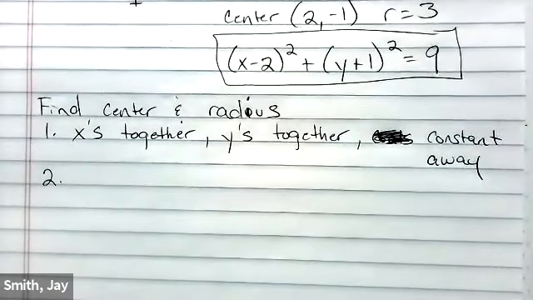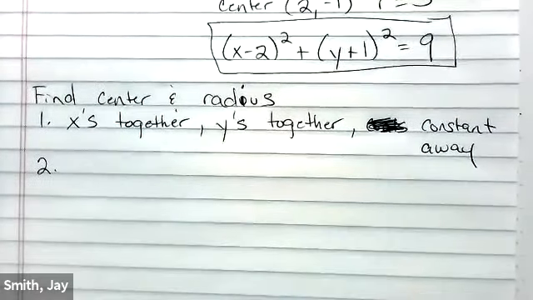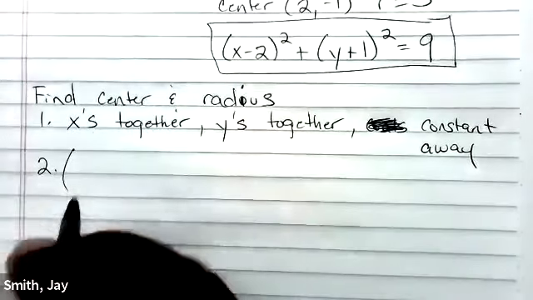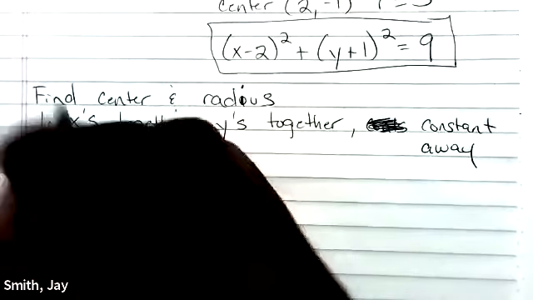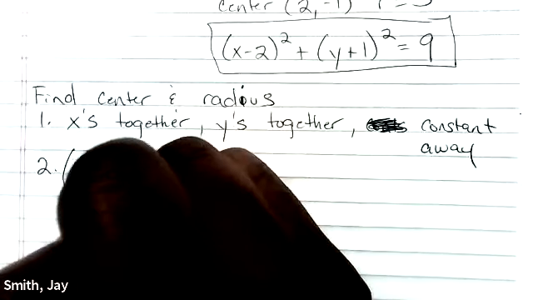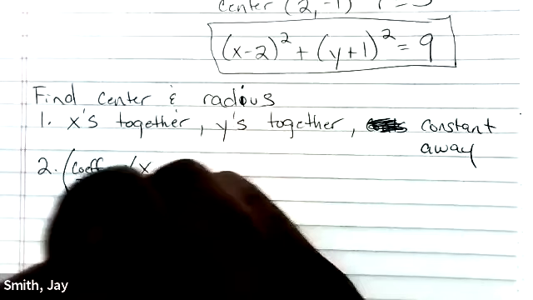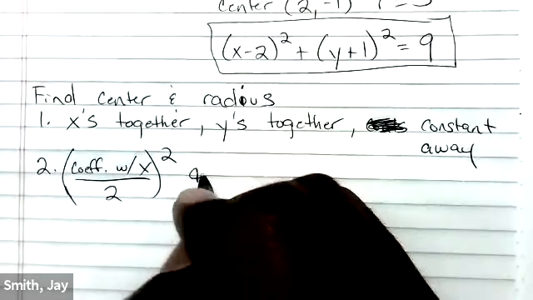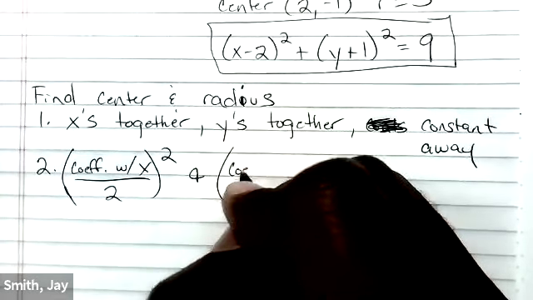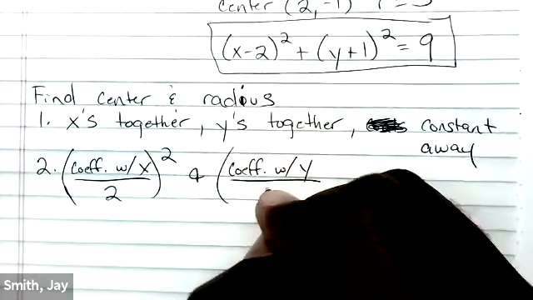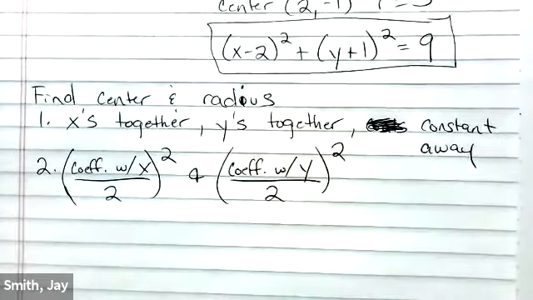And this is when we're going to complete the square for both our x's and our y's, making sure that we balance out our equation. So this is a reminder. When we're completing the square for our x's, we want to take the coefficient with x in it, divided by 2, and square it. And we're going to do the same thing for our y's. We're going to take the coefficient with y, divide it by 2, and square it.